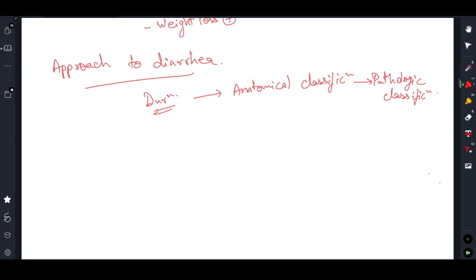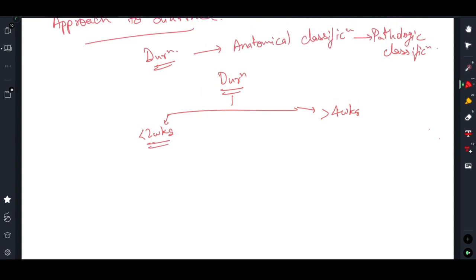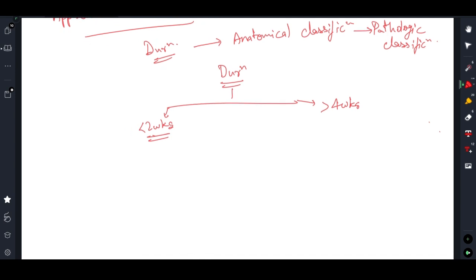So let's say the patient presented to you with diarrhea. You will first ask for how long the diarrhea has been there. Based on duration, it can be less than 2 weeks or more than 4 weeks. If the diarrhea is acute, then according to our paradigm, the next question is about the anatomical classification. You will see whether the patient has fever, pain in the abdomen, or whether the stool has blood or mucus.